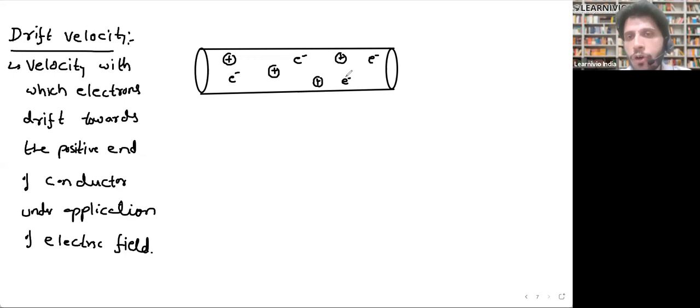So I have not connected this conductor to any power supply, any cell, any battery. What do you think? These electrons should be at rest or in motion? Till now, I have not connected this to any power supply. Would electrons be at rest or in motion? Shahzada, what do you think? If I'm not applying any cell, any battery, then electrons should be at rest or in motion?